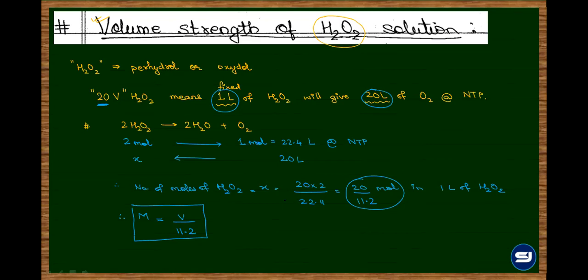Understood, everyone? Yes, sir. Secondly, this molarity could be converted into normality also. How is normality related with molarity? Normality is molarity into n factor. So molarity can be written as normality upon the n factor. And that would be V upon 11.2. So now we have to find the n factor.